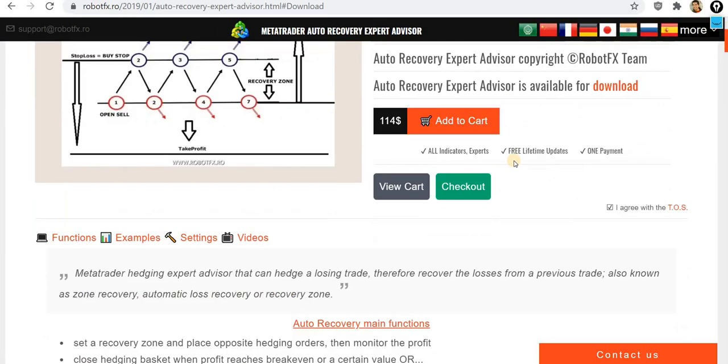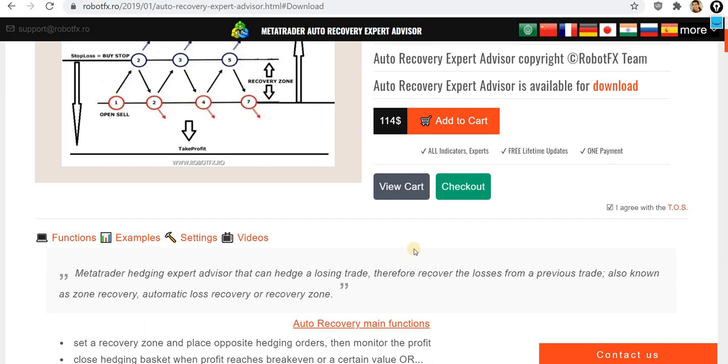The auto recovery is a hedging expert advisor only, so it can hedge a losing trade, changing from losing into winning. However, it does not trade by itself. It does not open trades. It opens, in the strategy tester I will show you right now, but random trades, just so you can see what hedging is and find the settings.